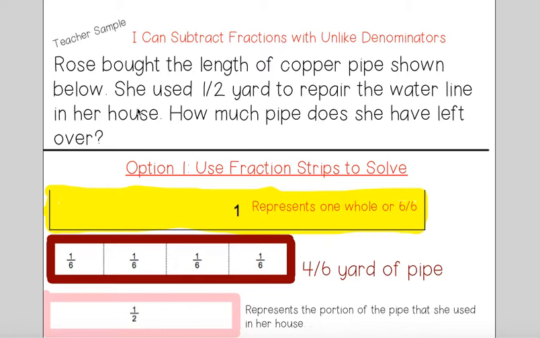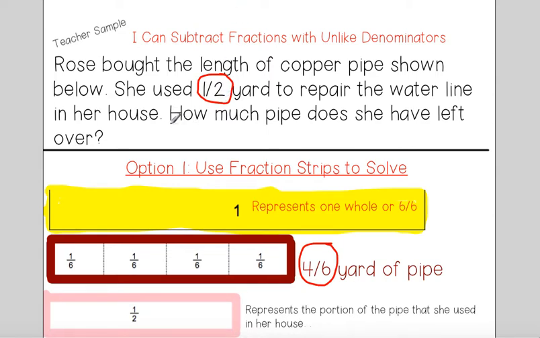It says, Rose bought the length of a copper pipe shown below. She used 1/2 yard to repair the water line in her house. How much pipe does she have left over? So always start with my cubing strategy, circling any key numbers. 1/2 yard. The length of the copper pipe shown below, the length that she bought was 4/6 yard. This is the length that she purchased. She used 1/2, so those are my key numbers.